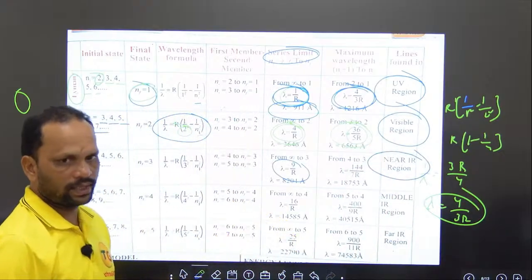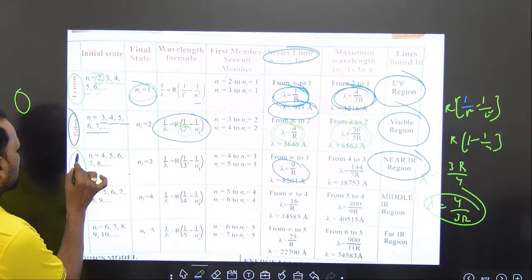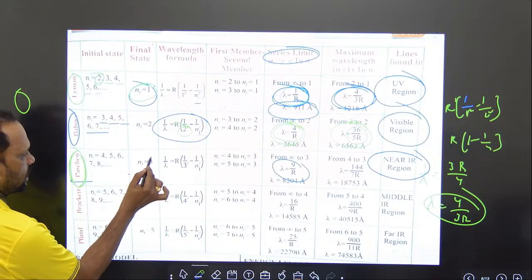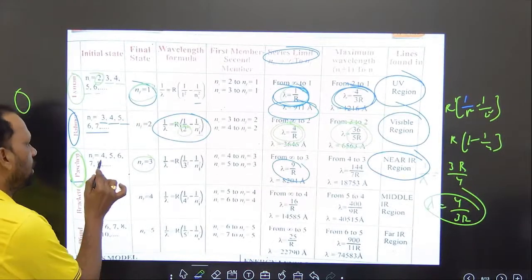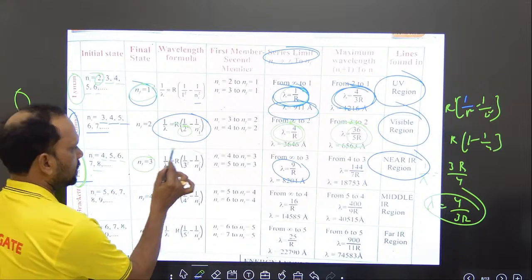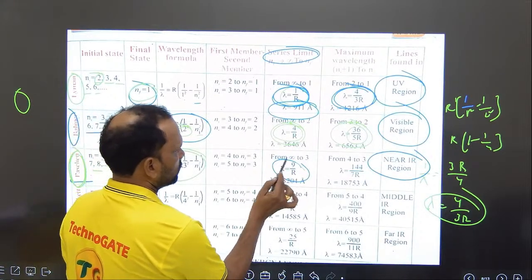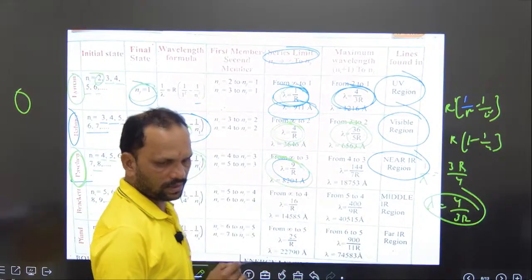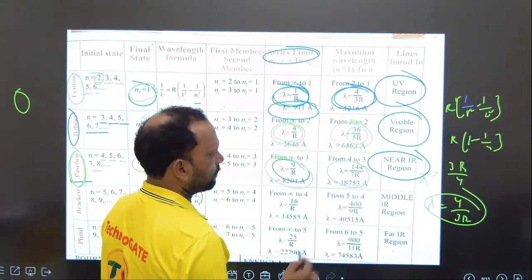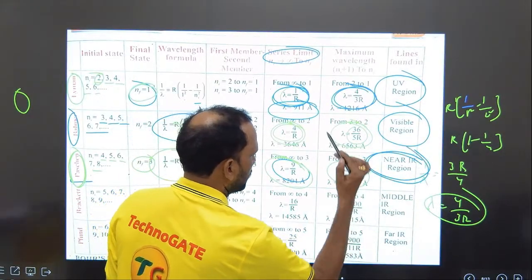Here the Paschen series starts from n is equal to 3, then 4, 5, 6, 7, 8. This is the formula. The shortest wavelength is lambda is equal to 9 by R. The longest wavelength is 144 by 7R. Then it is in the near infrared region.